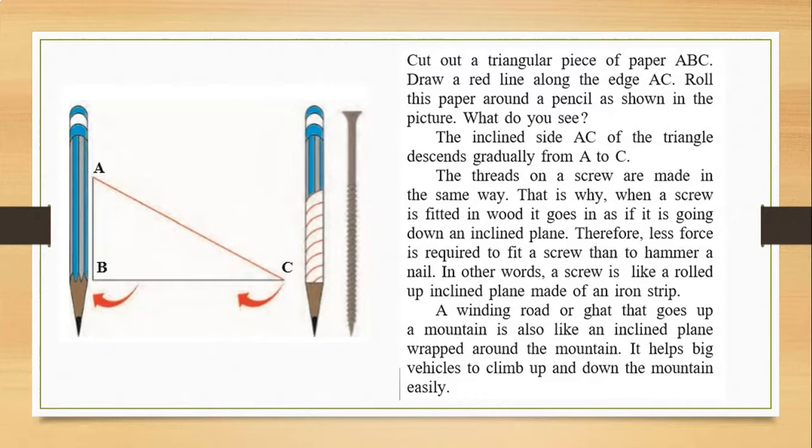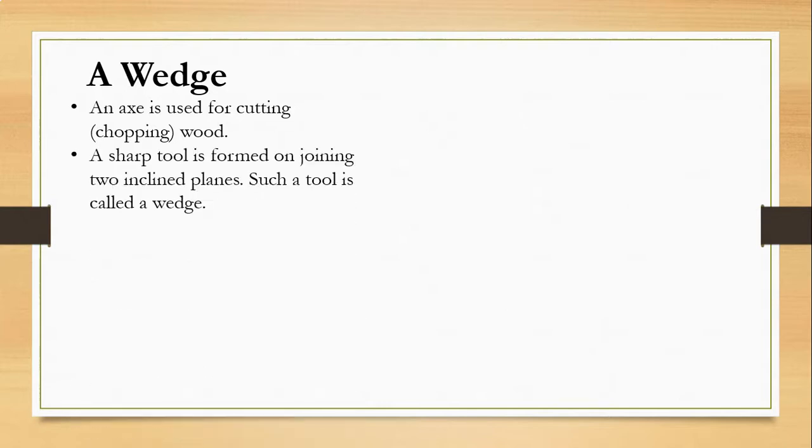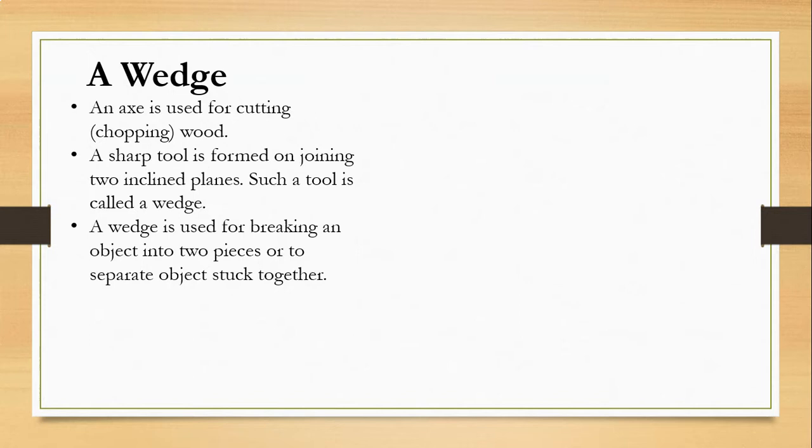So just now we discussed an inclined plane and we discussed a screw. Let's go to the next. Yes, the next one is a wedge. Now what's a wedge? An axe is used for cutting or chopping wood. You have seen that in the first picture. A sharp tool is formed on joining two inclined planes. Such a tool is called a wedge. Let's see how it looks. A wedge is used for breaking an object into two pieces or to separate objects stuck together.